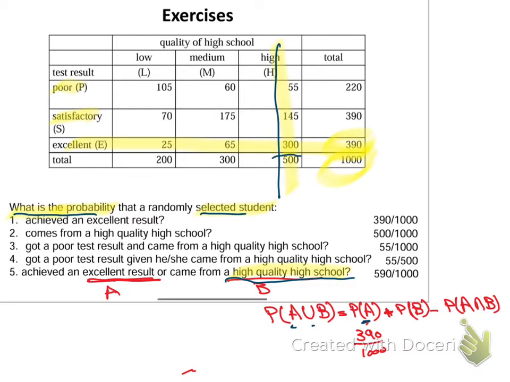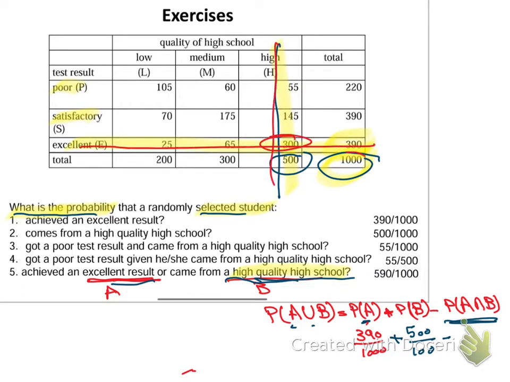So the total of high quality is 500, and the total number of students is 1000. So plus 500 divided 1000 minus A intersect B, high quality intersect excellent. Okay, so excellent and this high quality, so 300 divided the total also, which is 1000. So I'm dealing with everyone separately. Excellent, as I'll consider that I don't have any other thing except excellent.